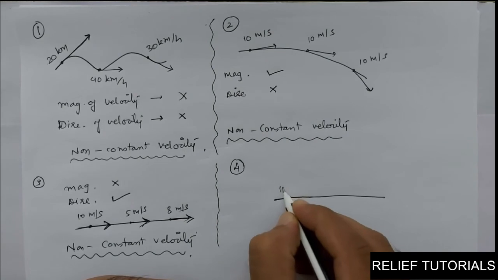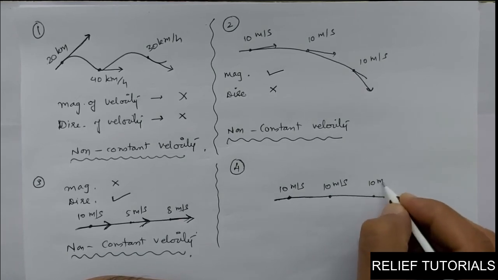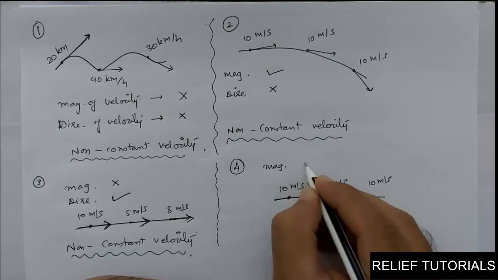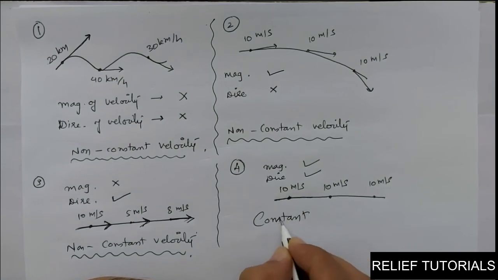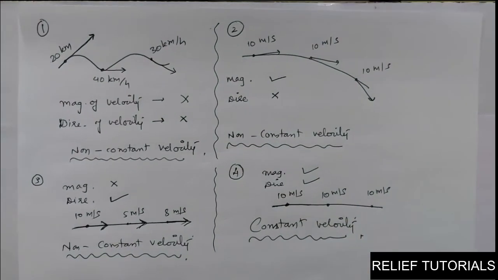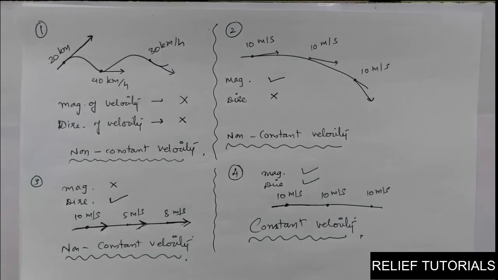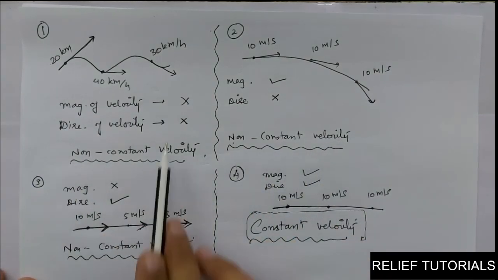Here the particle is moving with 10 meter per second velocity. Here also the particle's velocity is 10. Here also the particle's velocity is 10. And here we can say that magnitude is constant, direction is constant, and so this is constant velocity type of motion. Is that clear? So when both direction and magnitude of velocity remain constant, then only the particle is said to be moving with constant velocity motion. Remaining all are non-constant velocity type of motion.